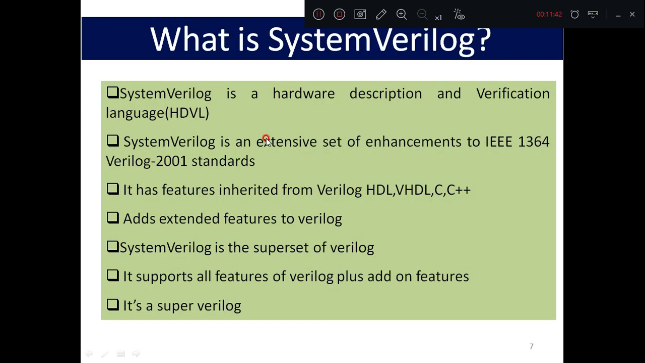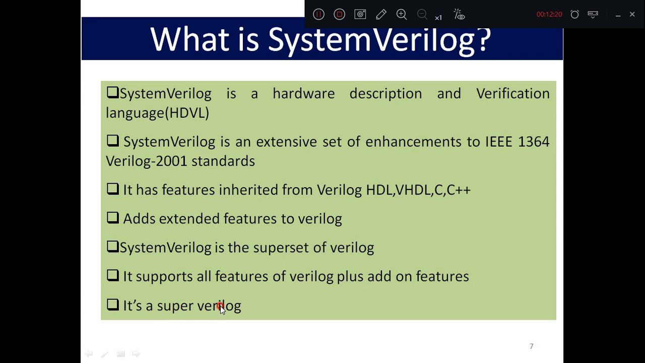Now, what is SystemVerilog? SystemVerilog is a hardware description and verification language. SystemVerilog is an extensive set of enhancements to the IEEE 1364 Verilog 2001 standard. It has features inherited from Verilog HDL, VHDL, C and C++, and adds extended features to Verilog. SystemVerilog is a superset of Verilog. It supports all features of Verilog plus add-on features, and it is also called Super Verilog.